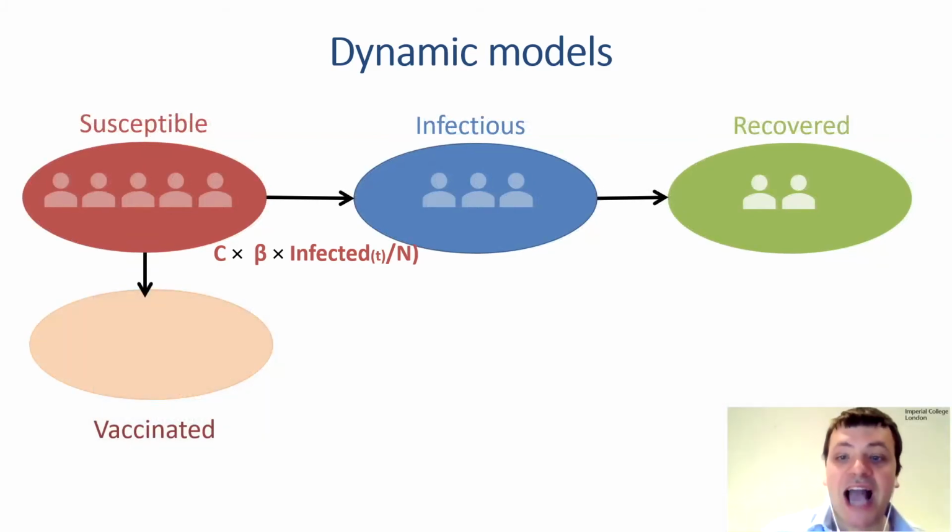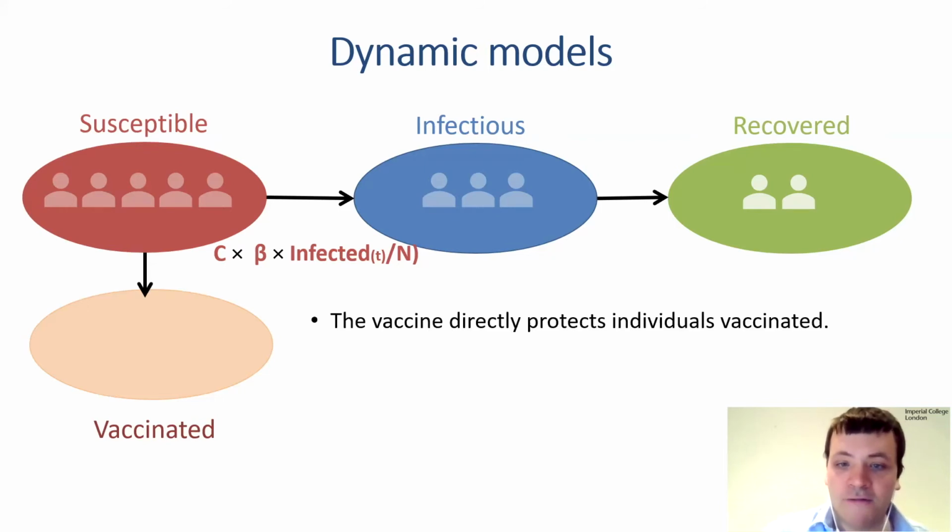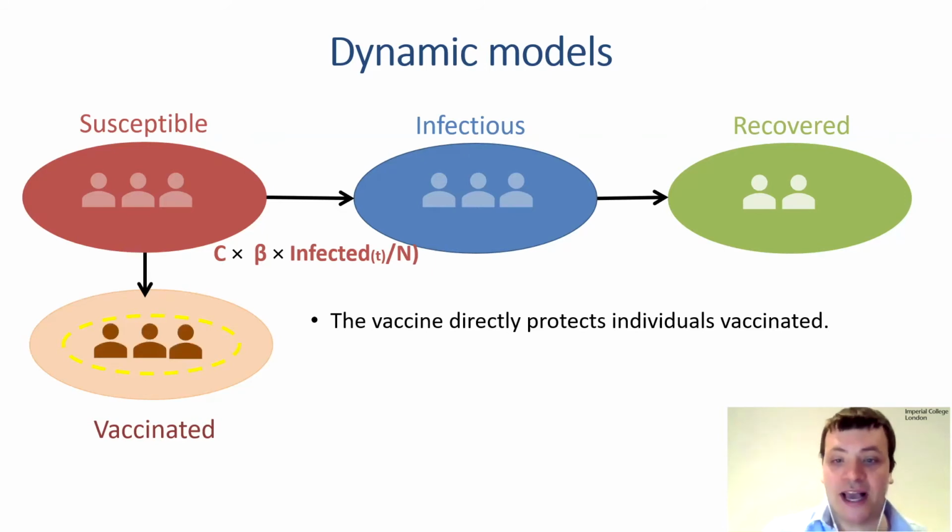Now let's consider adding in an intervention, in this case a vaccine. This will add a new compartment for the individuals that are vaccinated. Now the vaccine is directly protecting these vaccinated individuals. They cannot get infected anymore.